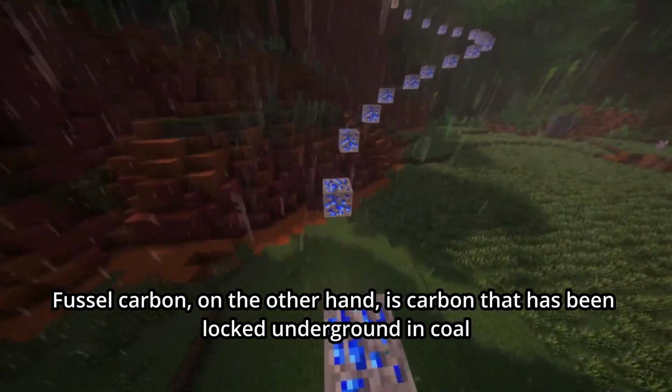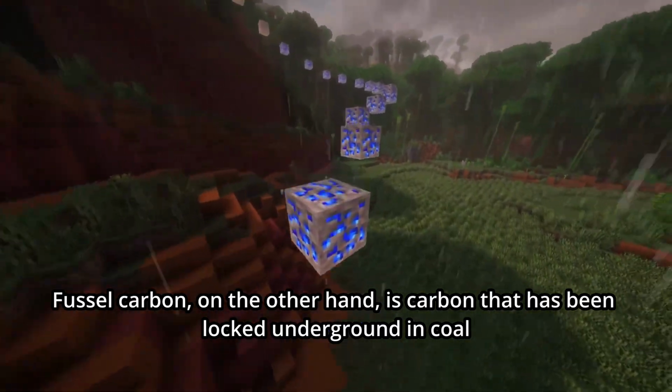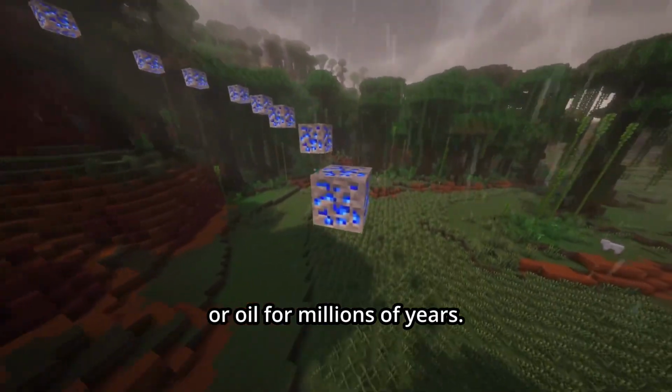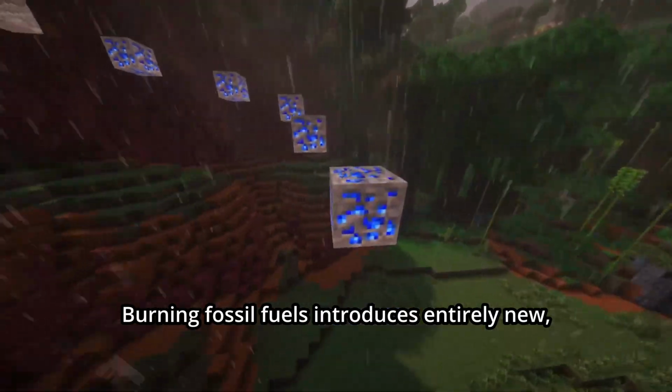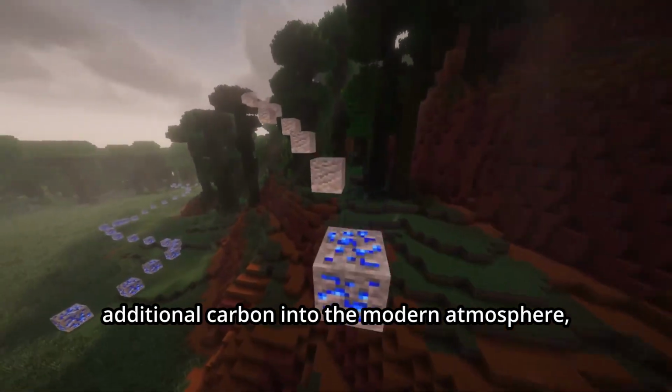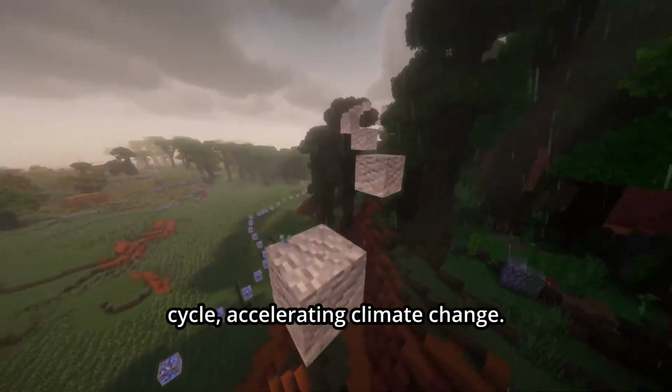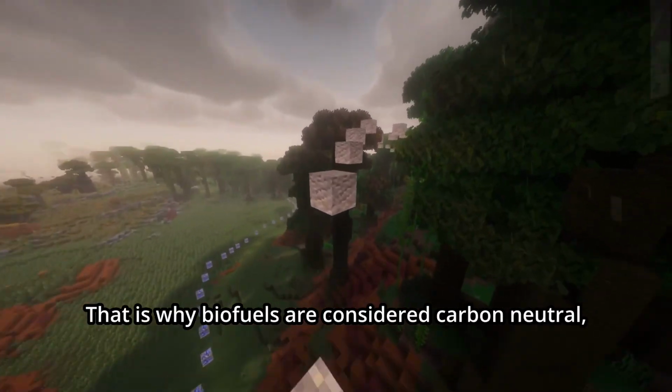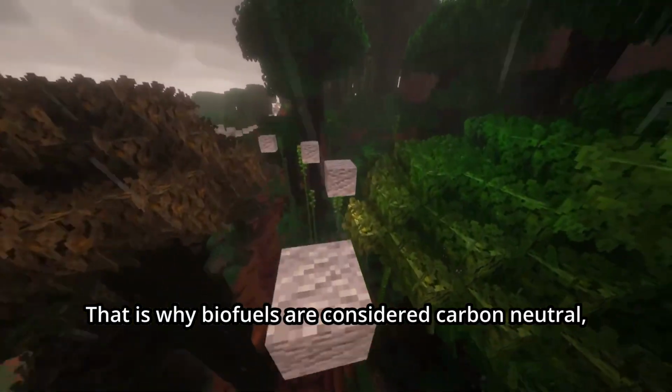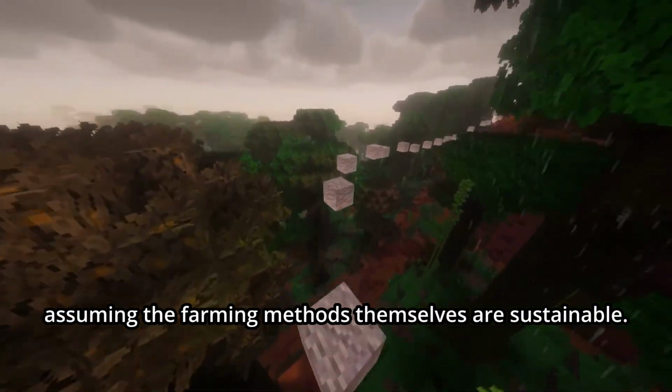Fossil carbon, on the other hand, is carbon that has been locked underground in coal or oil for millions of years. Burning fossil fuels introduces entirely new, additional carbon into the modern atmospheric cycle, accelerating climate change. That is why biofuels are considered carbon neutral, assuming the farming methods themselves are sustainable.